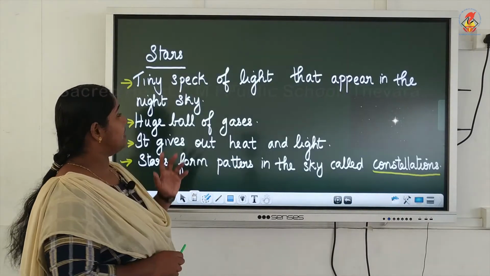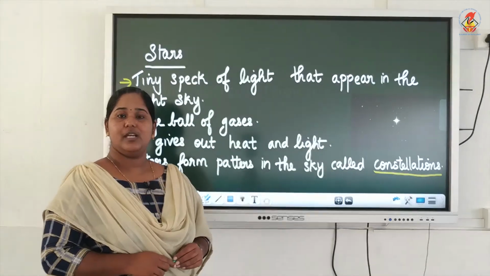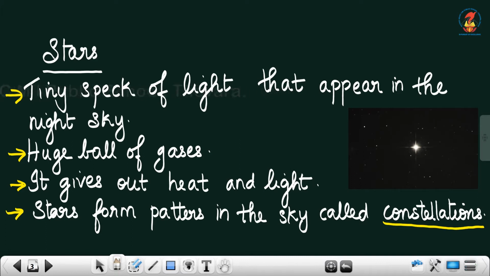Let us study about stars. Stars are tiny specks of light that appear in the sky. We see stars as shining objects because each is a huge ball of gases. It produces its own heat and light. The Sun is a star. Do you all know that? It is the closest star to the earth. There are stars which are bigger than the Sun and there are stars which are smaller than the Sun also. The majority of the stars are far away from earth compared to the Sun.